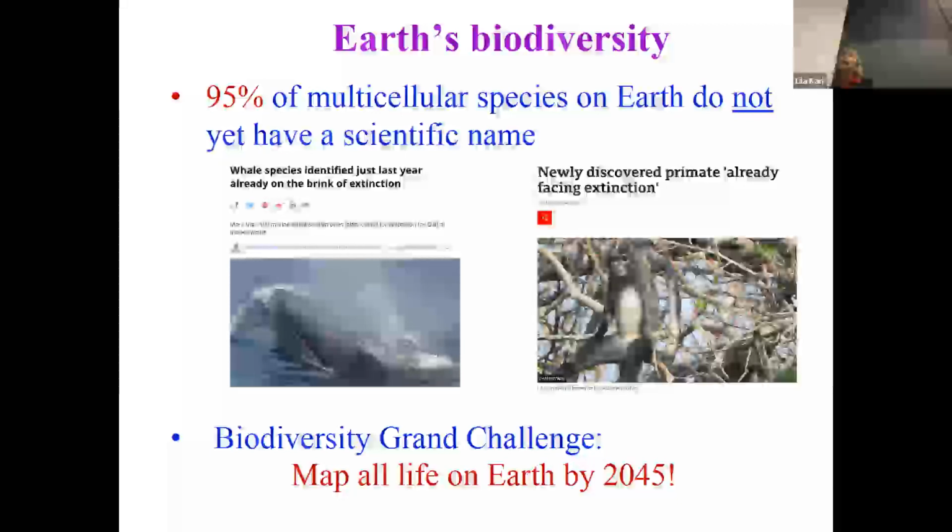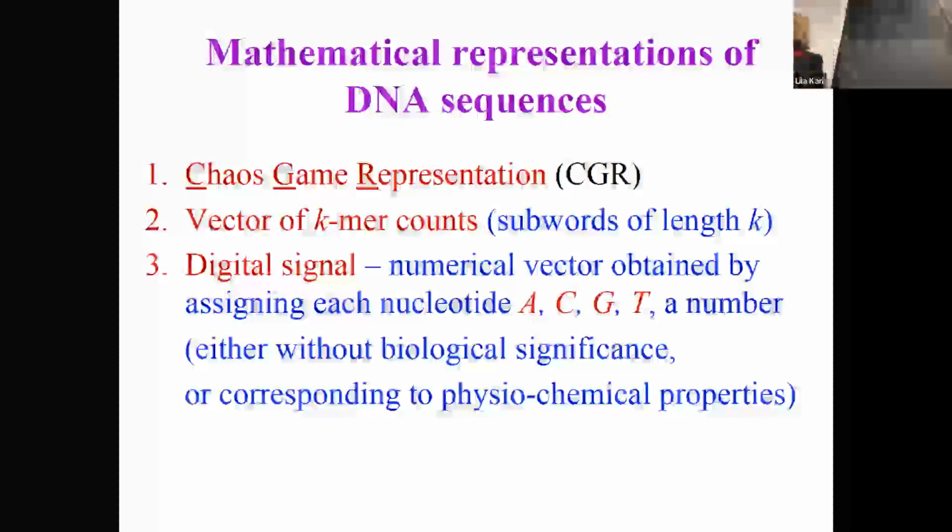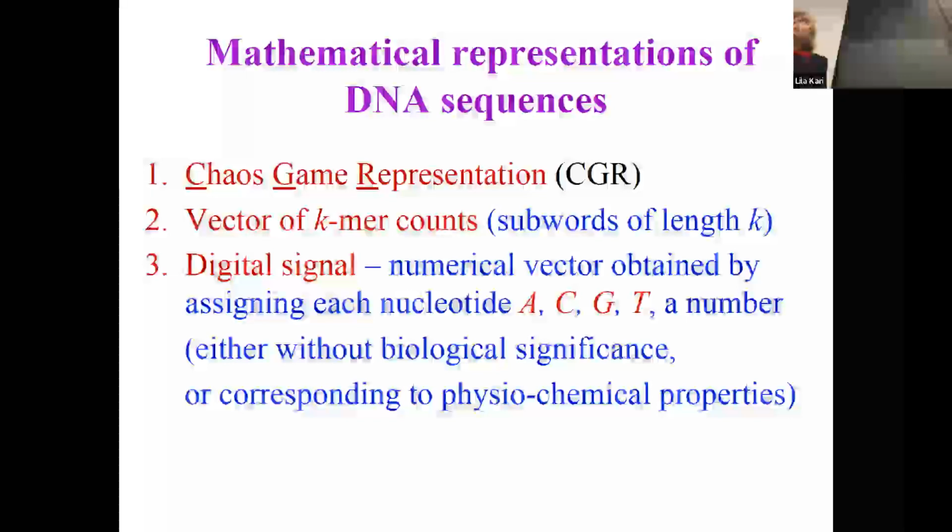So this is where our taxonomic questions fall. They fall under this umbrella. We want to find out and map and classify all life on Earth. How do we do that? So what I'm going to use for that is that I'm going to introduce some mathematical representations in genomes.